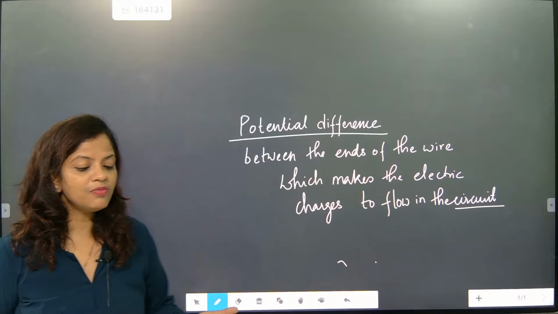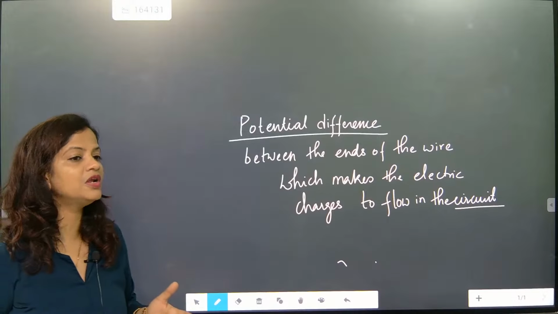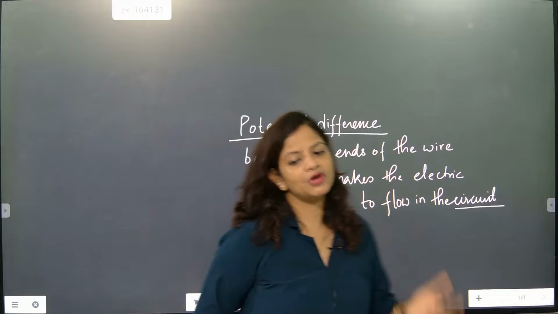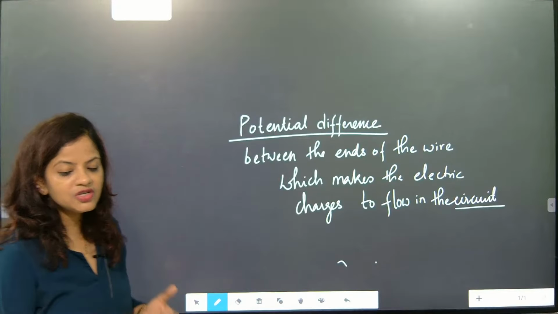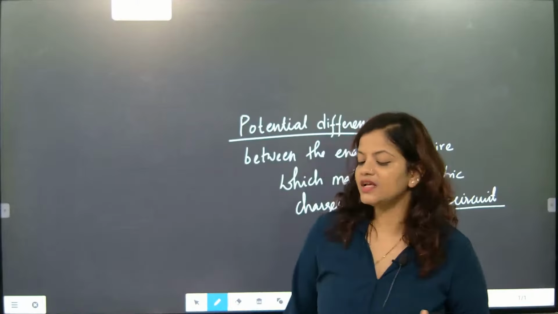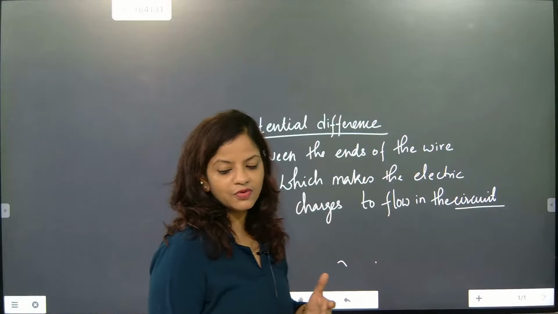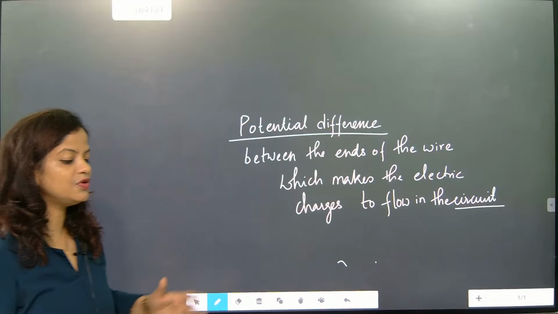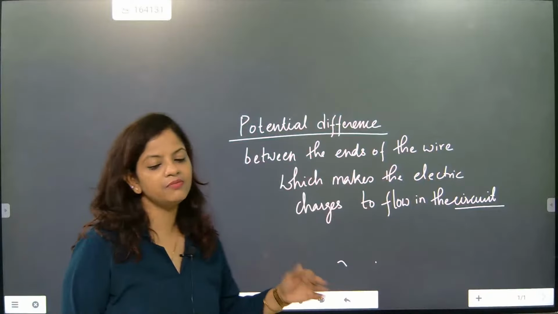But actually it's not about the flow of positive charge. It's about the flow of electrons from the negative terminal towards the positive terminal. Current is conventionally said to flow from a region of higher potential to a region of lower potential. That's the convention, but we are going to understand it in much more depth.